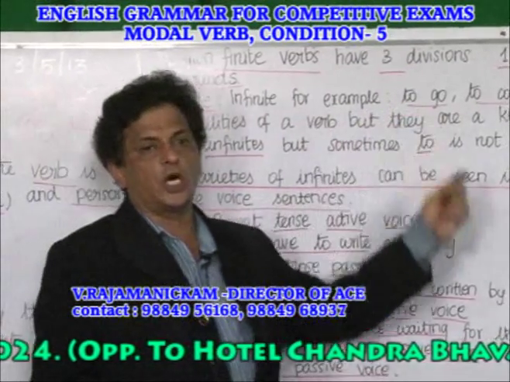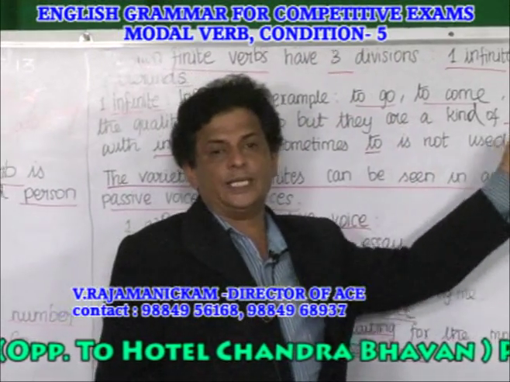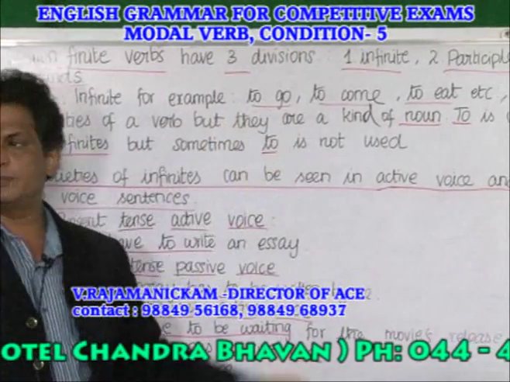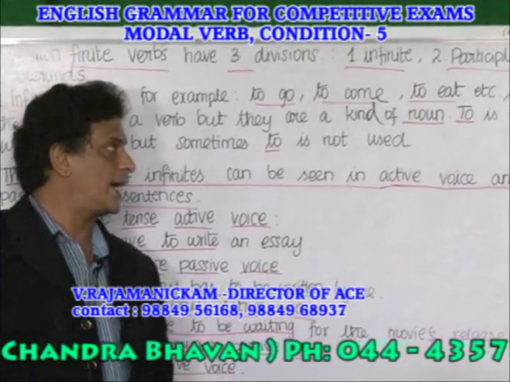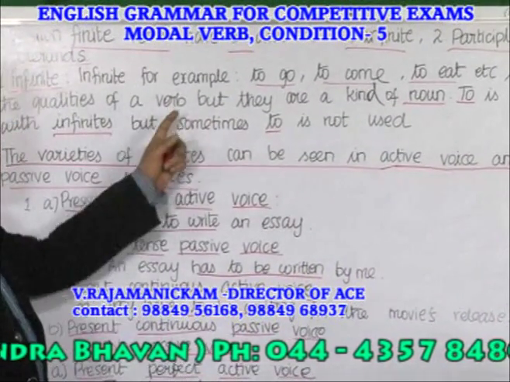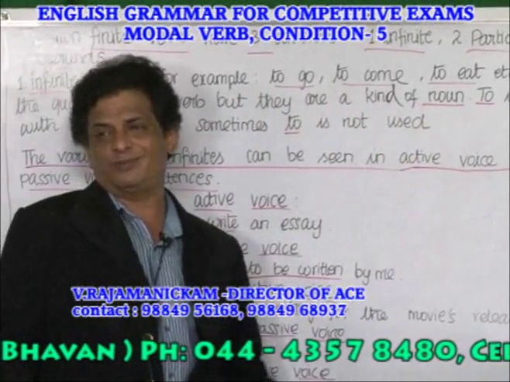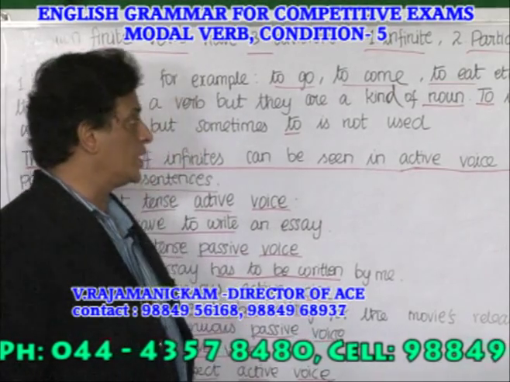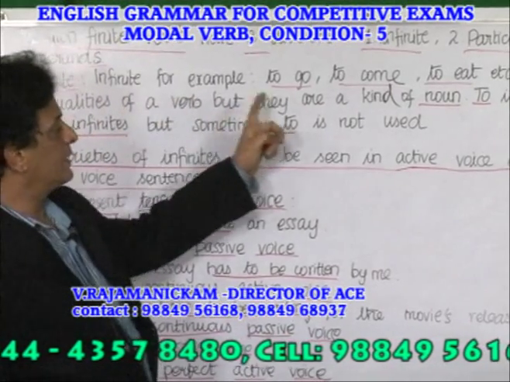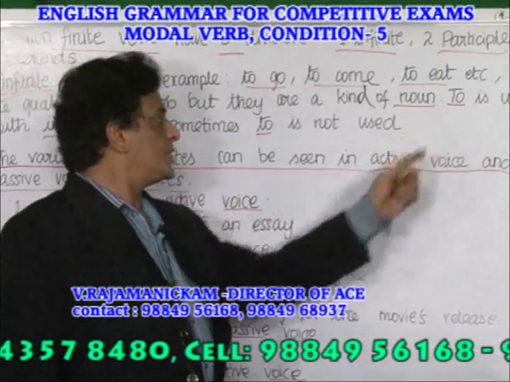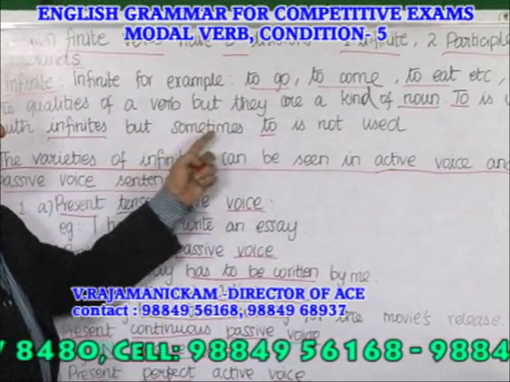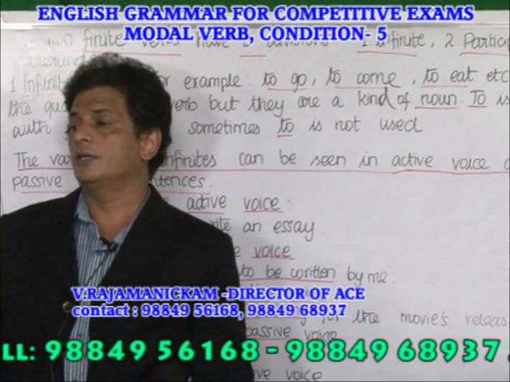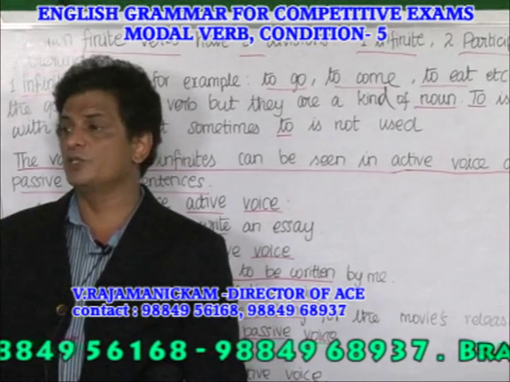Infinitives, for example, to go, to come, to eat, etc., have the qualities of a verb. To go, to write has the quality of a verb, but they are a kind of noun. Even though it has the quality of a verb, they are a kind of noun. To is used with the infinitive, but sometimes to is not used. Yesterday we saw the condition where to is not used with certain verbs.